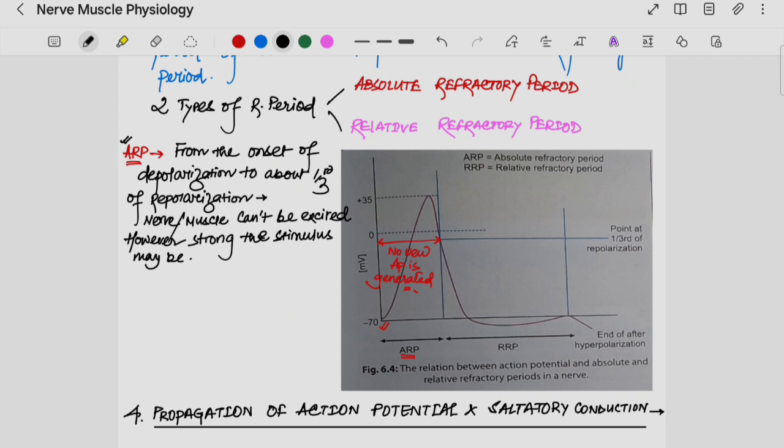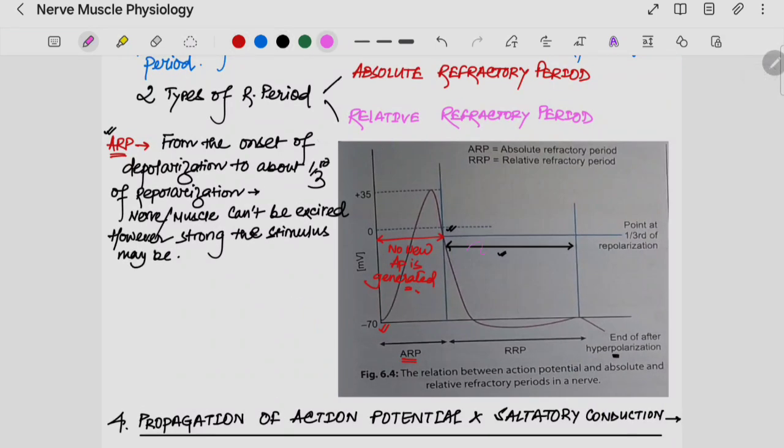Now, what is the relative refractory period? From 1/3 of the depolarization up to the end of after hyperpolarization, right? That means from 1/3 of the depolarization to the end of hyperpolarization, there comes the relative refractory period. The excitable tissues can be excited only by a stronger than normal stimulus. So it lasts for 10 to 15 milliseconds.